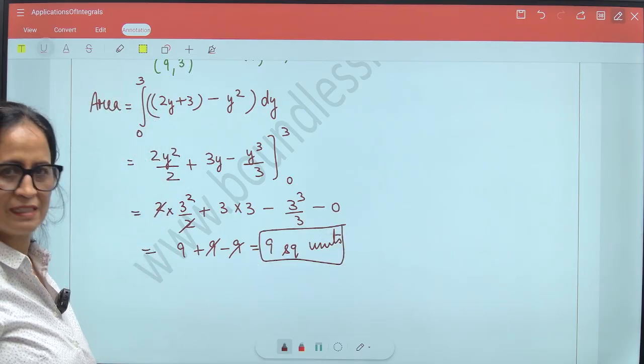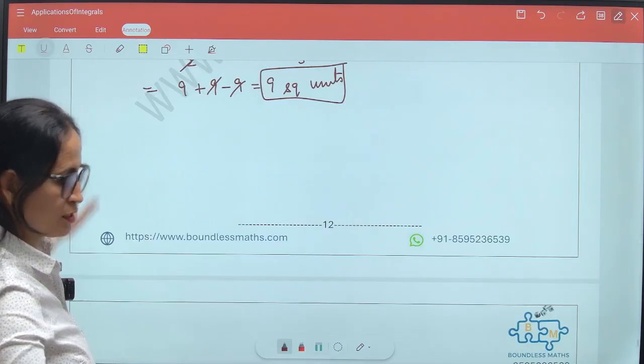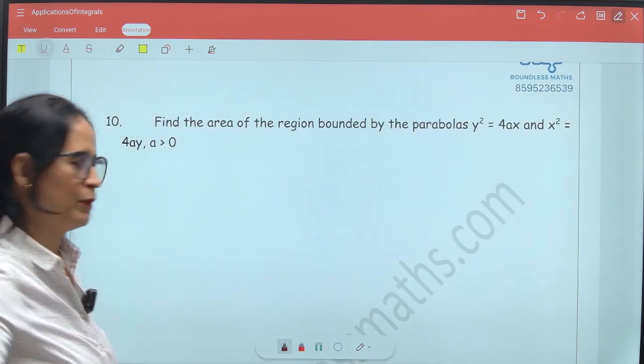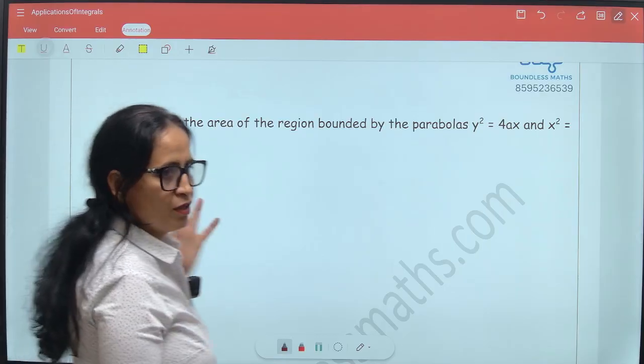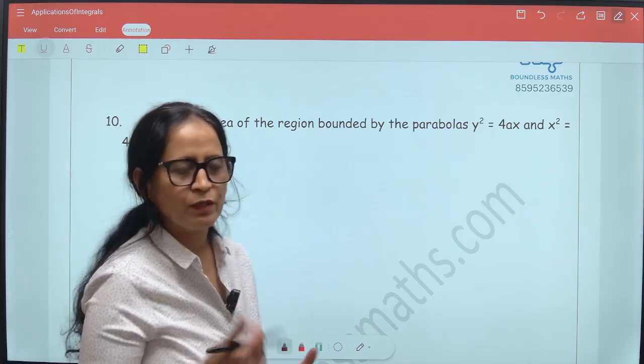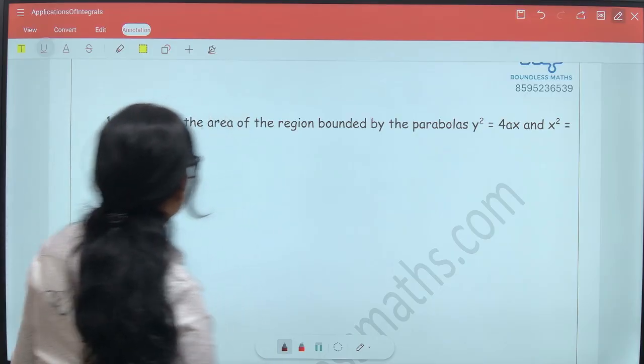Understood? Easy? Great. So let's move to the next question. This is the last question. After that we will have a look at 2 PYQs. Even though this topic was added in the year 2025-26, this year only, but because integration has been there in the curriculum, so there are 2 PYQs also related to this.